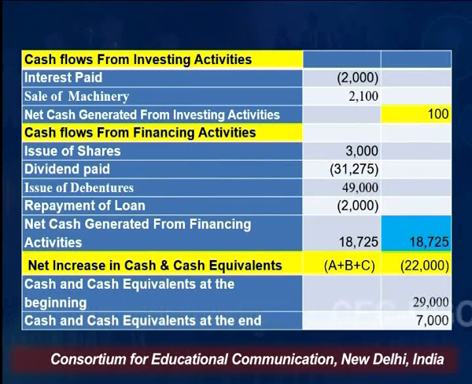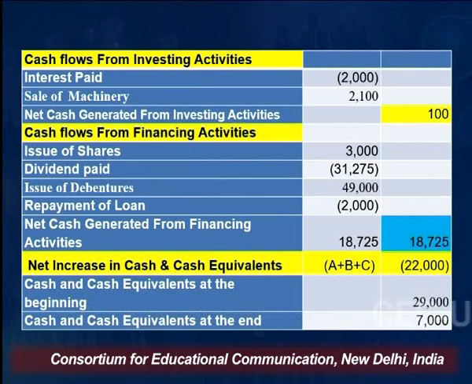Now moving on to the last activity, that is cash flow from financing activity. We have a number of items under this head. We have issued equity shares in terms of cash, so that is going to be shown as cash inflow. Dividend payment of rupees 31,275 is going to be recorded as cash outflow. Issue of debentures is your cash inflow, of course, and lastly repayment of loan to the extent of 2,000 shall be shown as cash outflow.